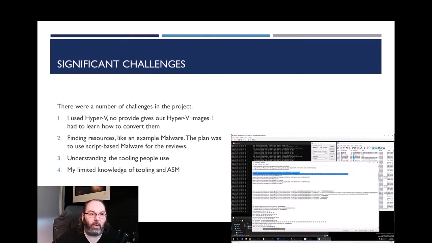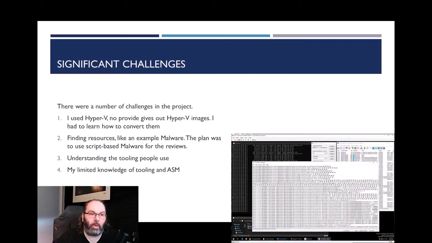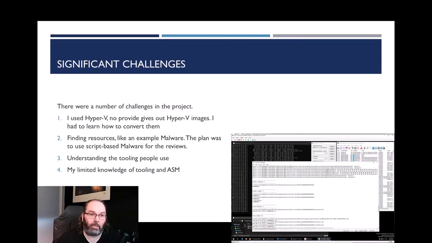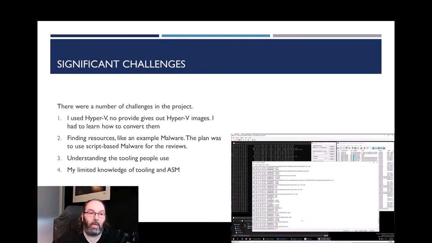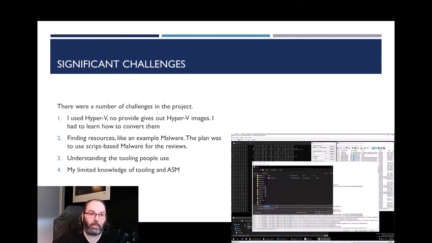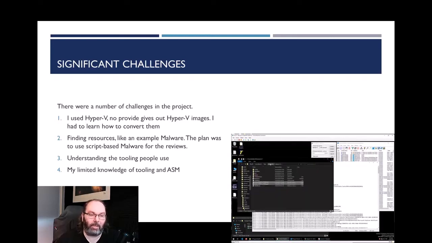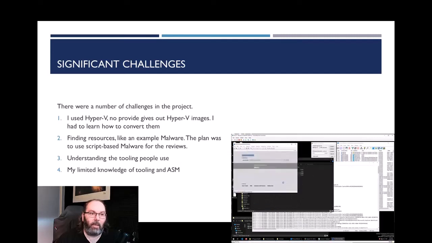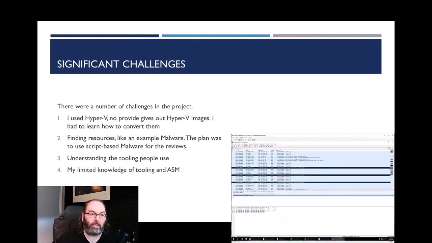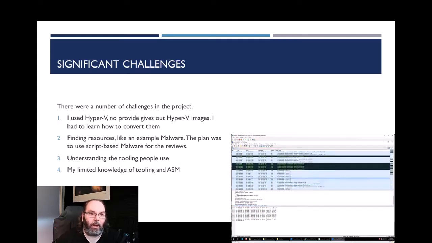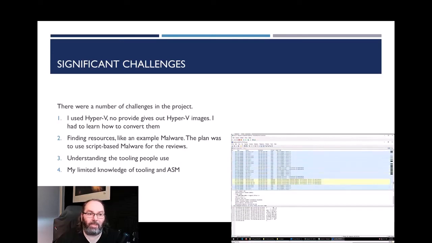The next issue that I found was around resources, trying to locate malware as an example. I was able to find a few repositories, however, most of those repositories were compiled execs. I was hoping to find a lot more script-based malware that I could use as an example. Script-based analysis is usually generally easier than exec. The other part that I found a challenge was tooling, trying to understand some of the tooling that people are using. The other last challenge I want to talk about was knowledge of the tools that generated the ASM.